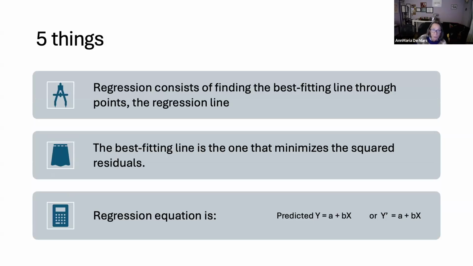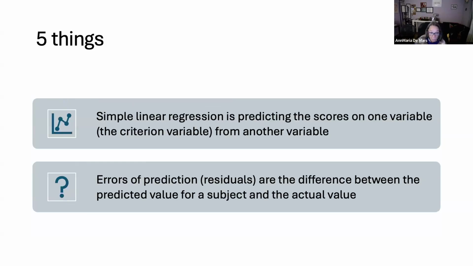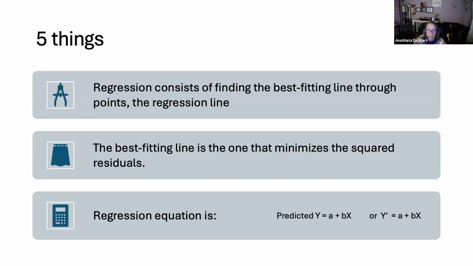The best fitting line is the one that minimizes the squared residuals. Now, remember, residuals are the difference between the predicted value for an individual subject and the actual value. Why squared? Because the sum of the residuals is 0, as you will learn in another video. And if you think back to very early in the course, we found the sum of the deviations from the mean was 0, but then you square them, add them up, divide by n, that's the variance, take the square root. So anyway, the best fitting straight line is the one that minimizes the squared residuals.